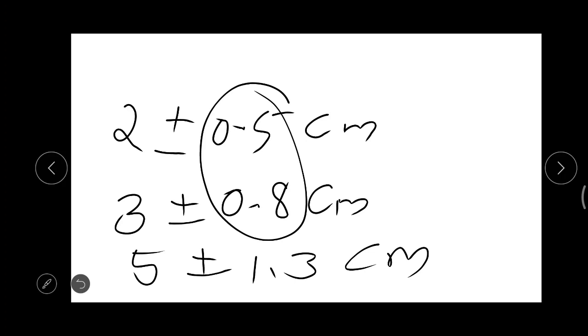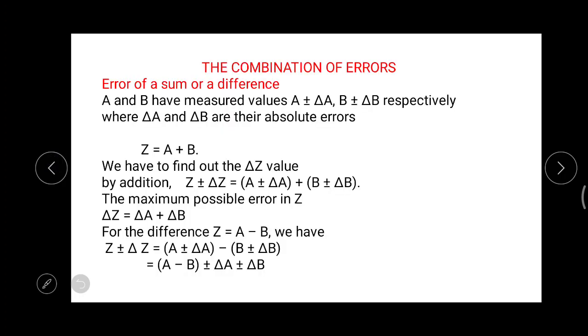Let us come to the combination of errors. First we are going to discuss the error of a sum or a difference. Suppose two values are given with different errors, and you are going to add these two values. That is A and B, where A has error delta A and B has error delta B, meaning A plus or minus delta A and B plus or minus delta B, where delta A and delta B are the errors occurred in the calculation of A and B respectively.